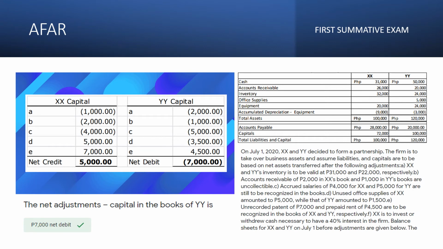So okay, for the next question, it's all about partnership. The question is: what are the net adjustments to capital in the books of YY? For the previous question on XX, every one of you got it correctly, though one answered only 5,000, but I did not accept that because it should be 5,000 net credit.